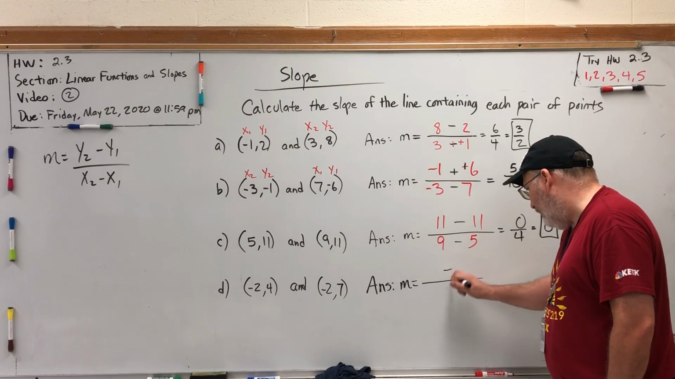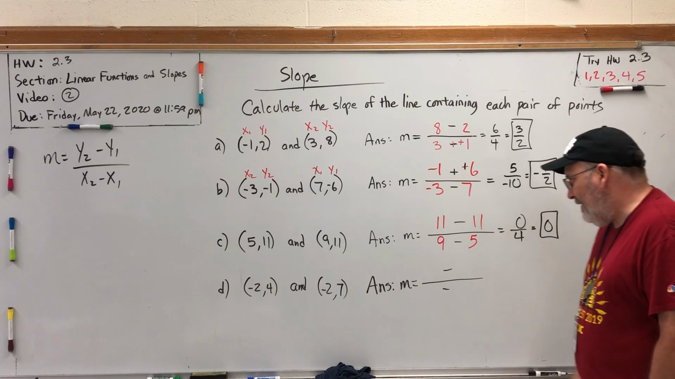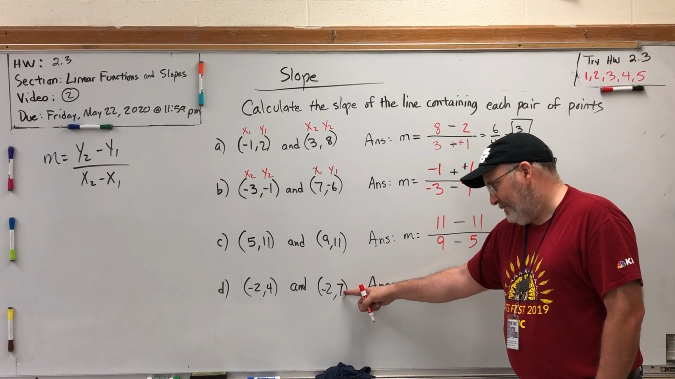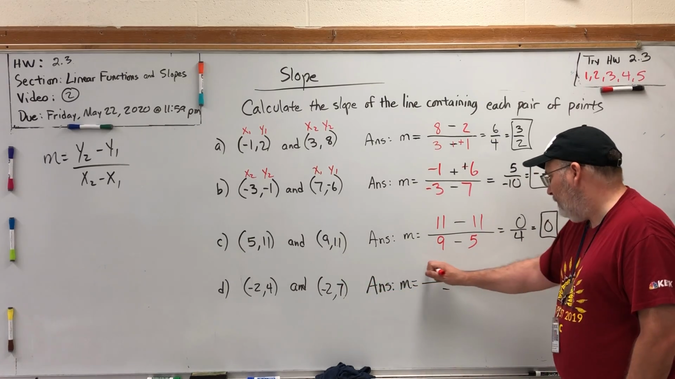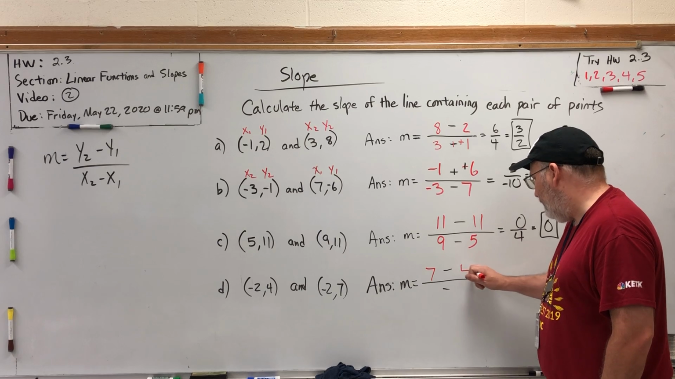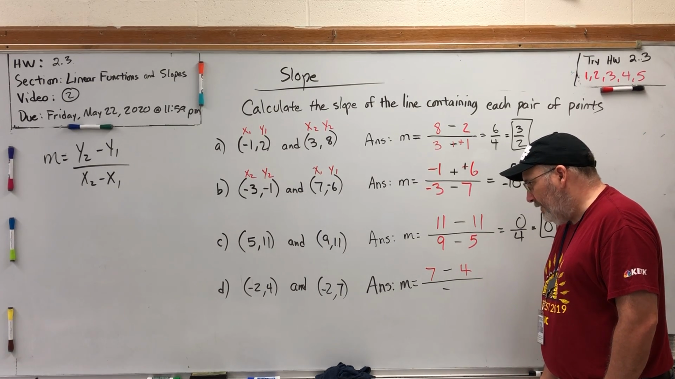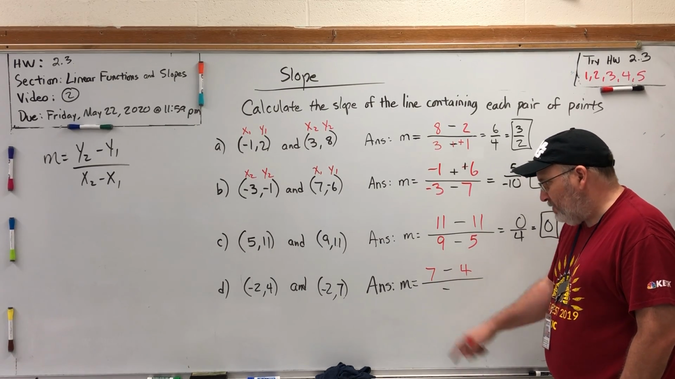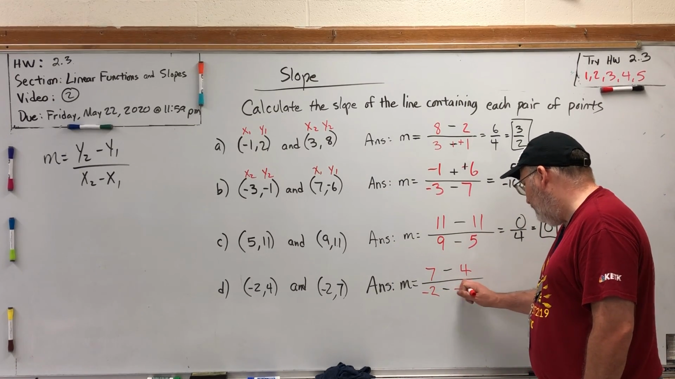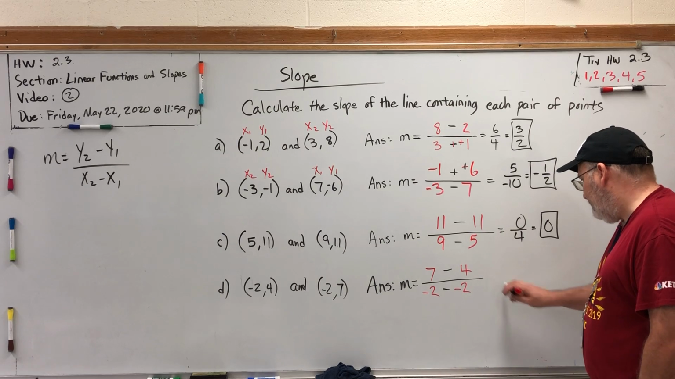let's go ahead and set up our structure, and let's insert our values. The second y, we'll call it 7 because it's literally the second one listed, minus the first y. The first y is 4. Nothing to worry about there. And in the denominator is the second x minus the first x, but the x is the same. So -2 minus -2. Let's see what happens.